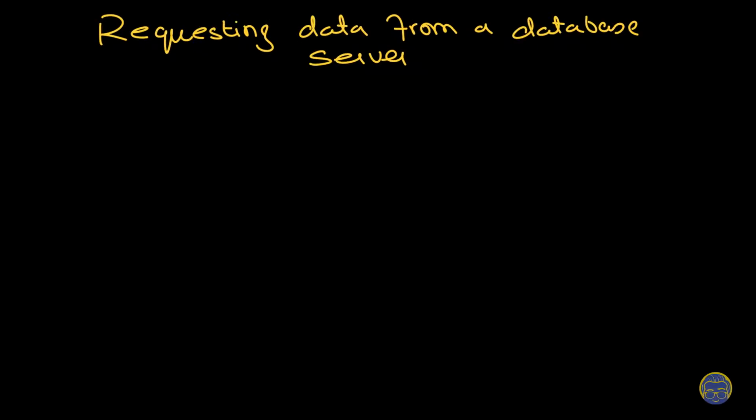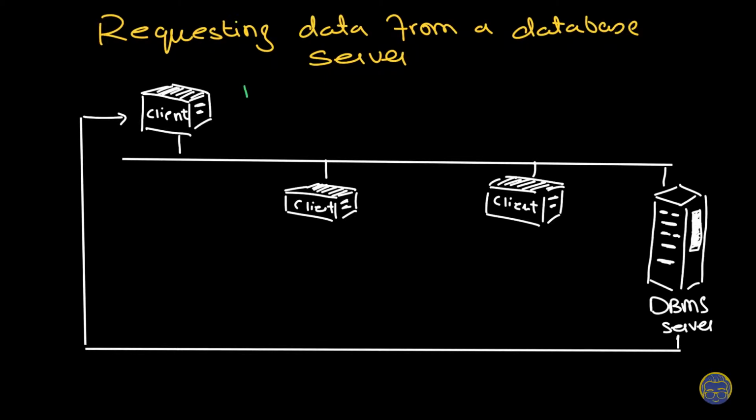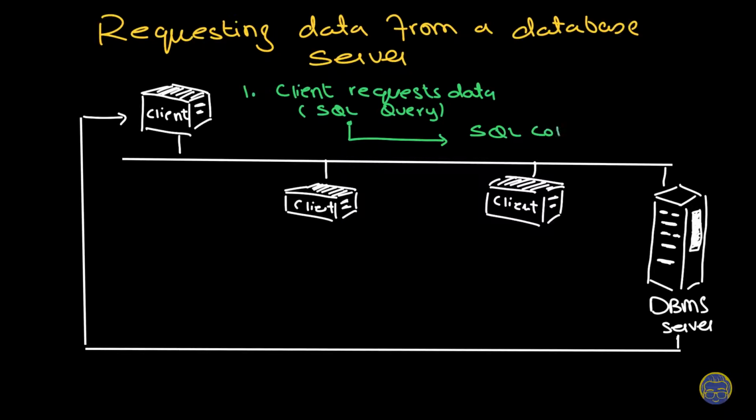So let's talk about requesting data from a database server. Users working with the database send requests to a server for information, as you can see in this diagram that I'm making right now. For example, a user will create and run a query which is held on the client computer. The query is turned into an SQL request which is sent to the server. The server processes the SQL request received, and the results of the processing are then sent back to the client computer. Note, all processing is done at the server.